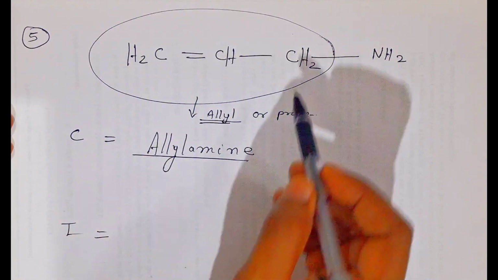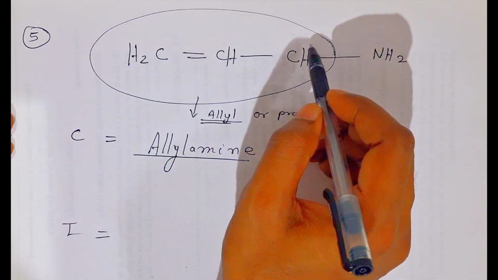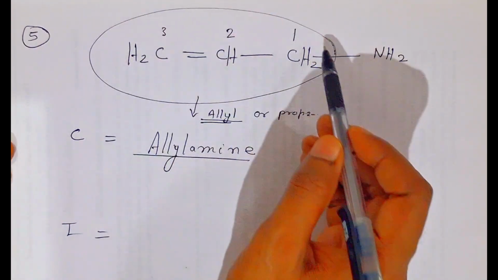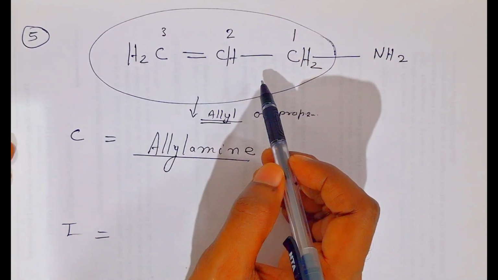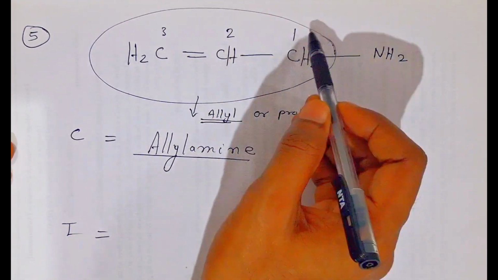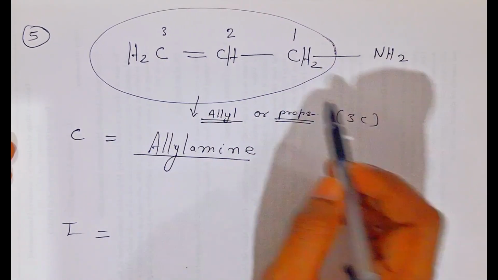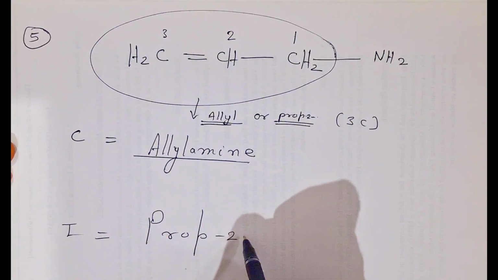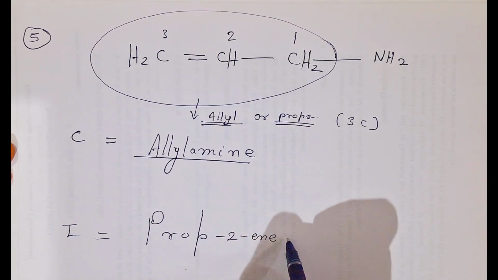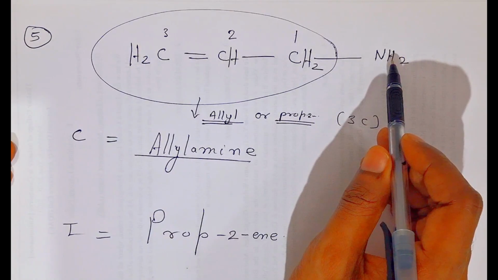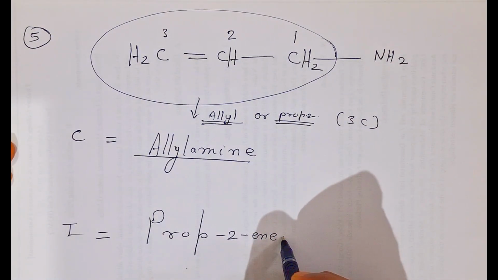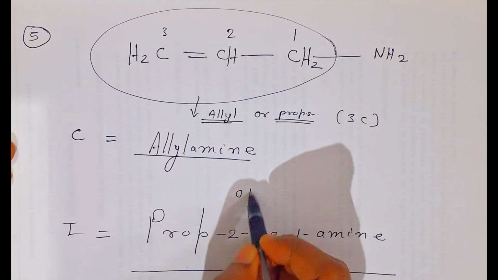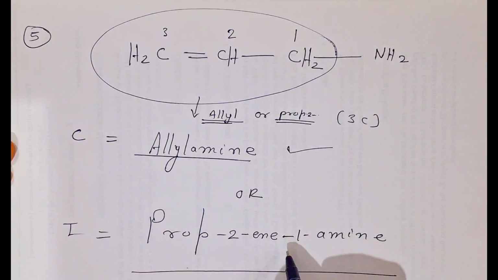What will be the IUPAC name, students? You have to start the numbering where the amine is attached. So this carbon will be first, this is second, and this is third. First you have to see which type of hydrocarbon. So it is prop-2-ene. This contains 3 carbons, so we call it prop. At carbon number 2 there is a double bond, so we call it 2-ene. And at carbon number 1 there is an amine group attached, so we call it prop-2-ene-1-amine. So this is the name of this molecule, students. Allyl amine is nothing but prop-2-ene-1-amine.